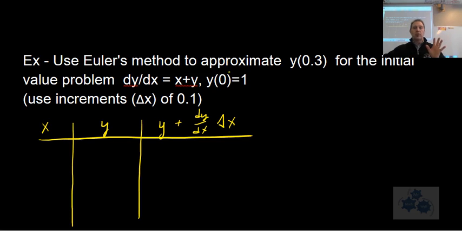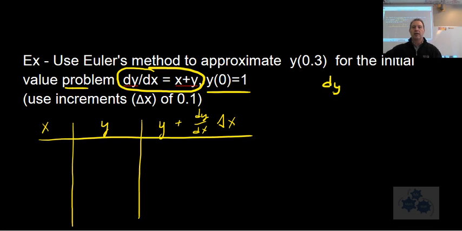So let me read through the question. This is what we're looking for: y evaluated at x equals 0.3 for the initial value problem given this. So here's the derivative, and that equals x plus y. Now remember, we could generate a slope field like this too, right? Remember we did slope fields? We could generate a slope field and know approximately what the function looks like. Euler's method is another way to show what this function might look like, given this initial condition.